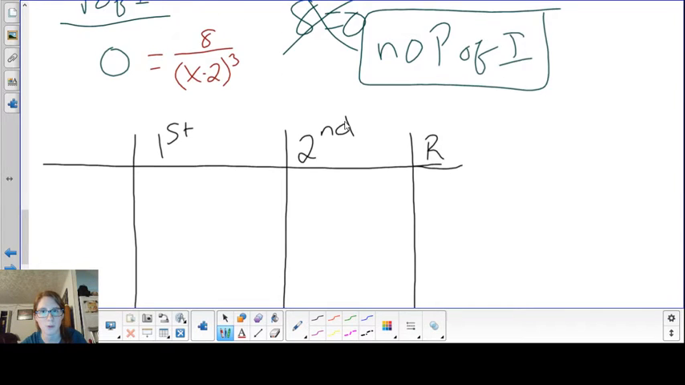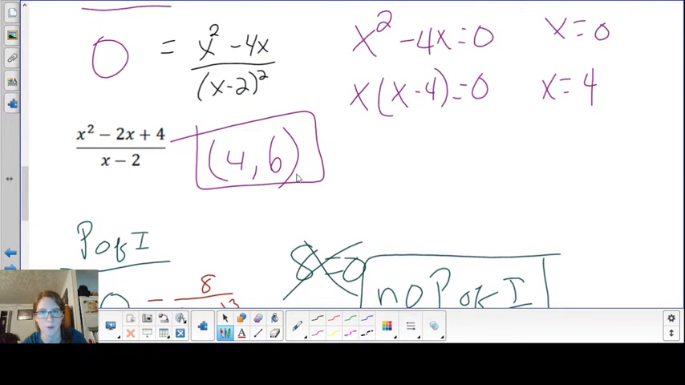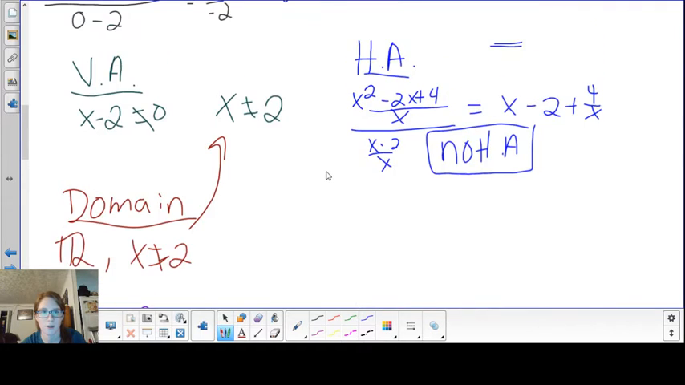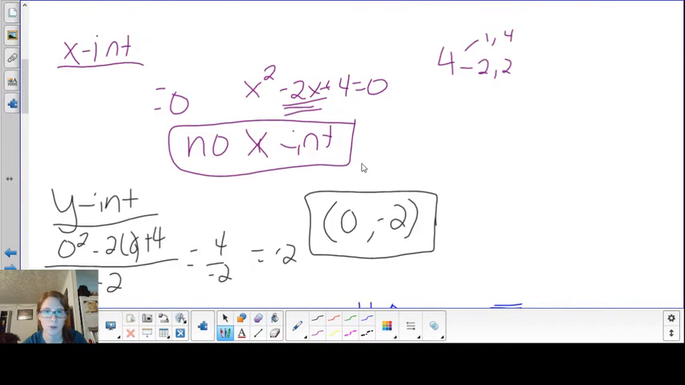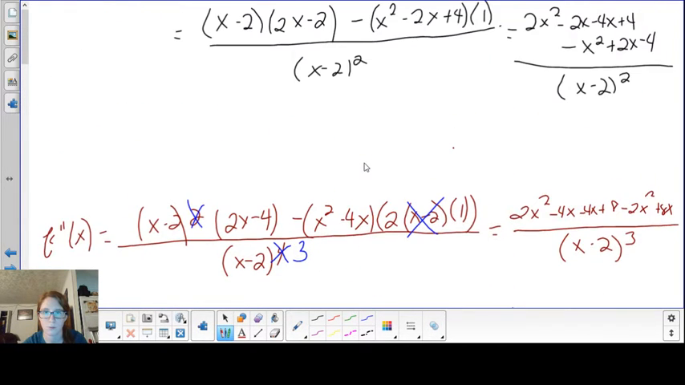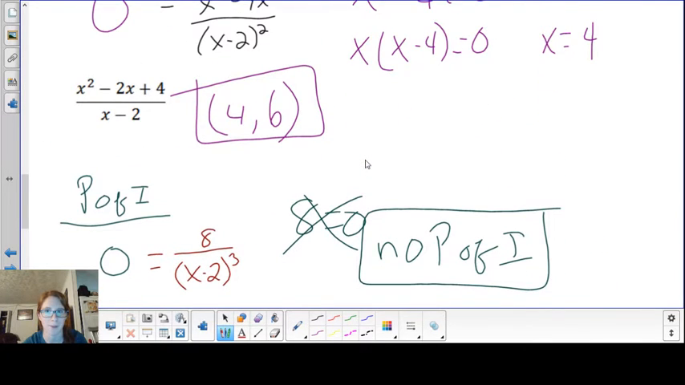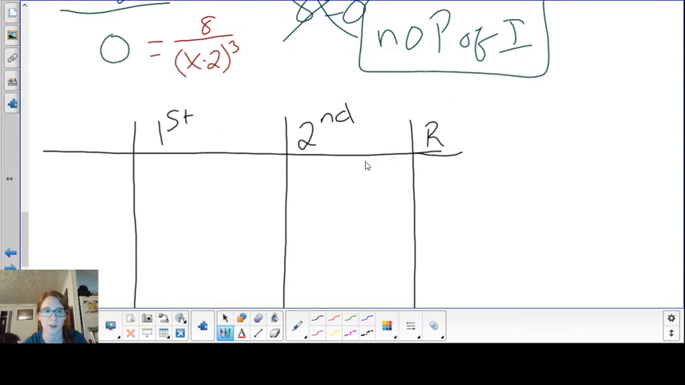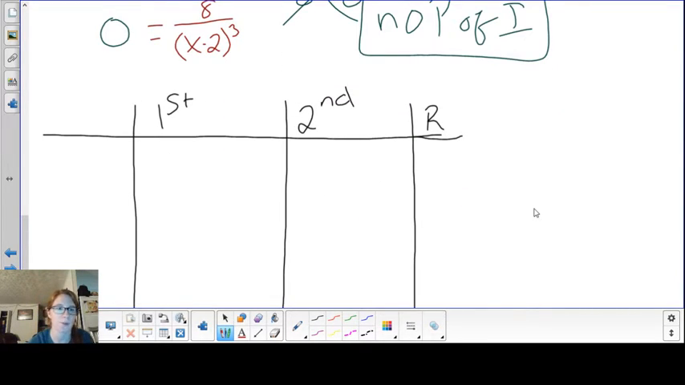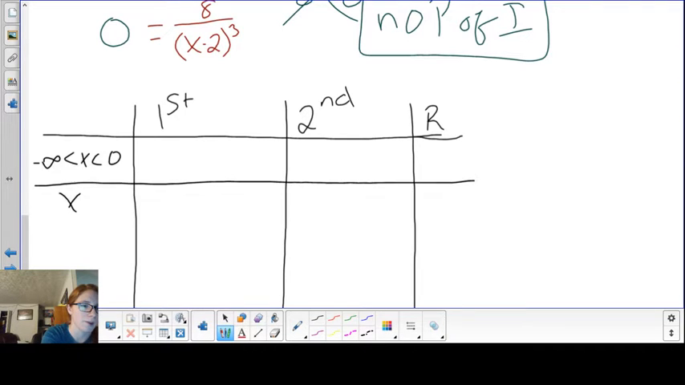And I gotta go see what my smallest x value was. So I've got a 4, I've got a 2, 0. Looks like 0 is my smallest. Because remember, mathematically, we go smallest to biggest. So I'm going to see what happens on the other side of 0: negative infinity is less than x is less than 0. And then we look at what happens at 0.